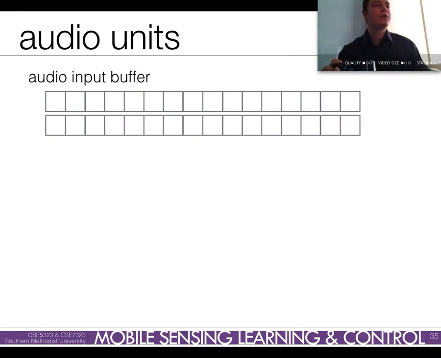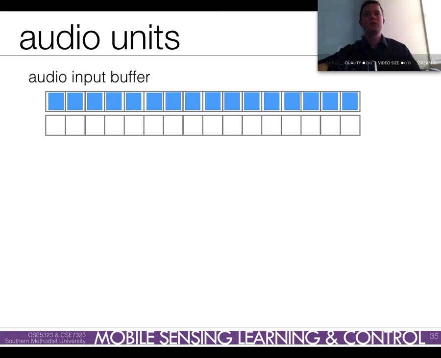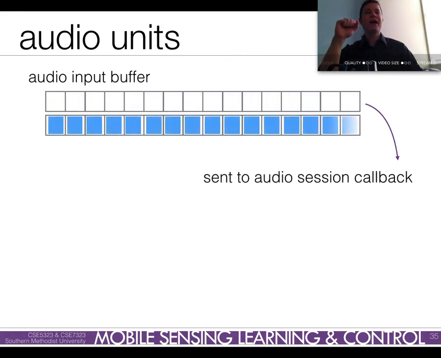Okay, audio unit. So you have an audio input buffer. Let's say you've got a couple of buffers. On the hardware side, the sound card is filling a buffer up with audio, let's say from the microphone. Once that buffer gets filled, let's say 8,000 samples that it just collected from the microphone, it's going to send that to an audio session callback. Whatever callback you registered with it, it's going to call you so that you have access to that data, you can copy it over, do whatever you need to do with it.